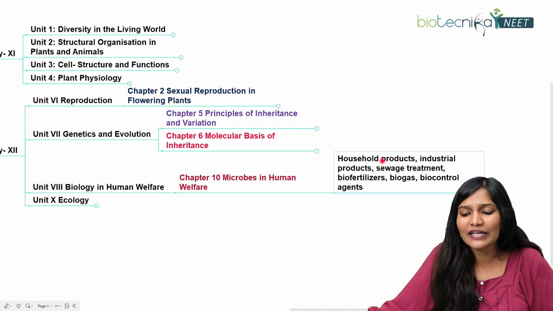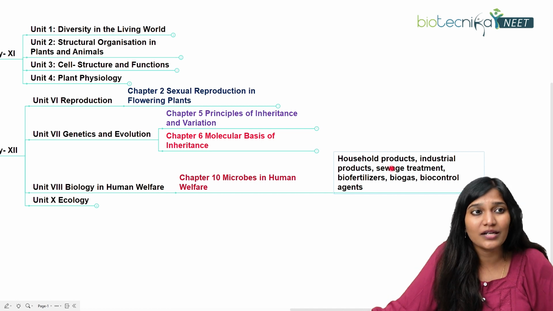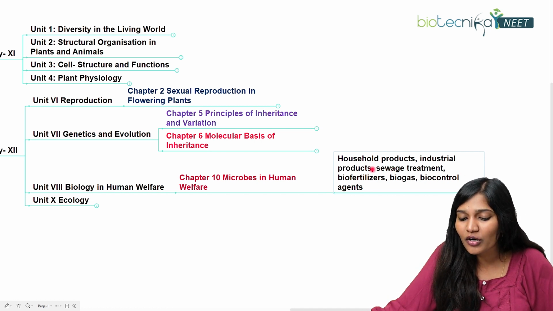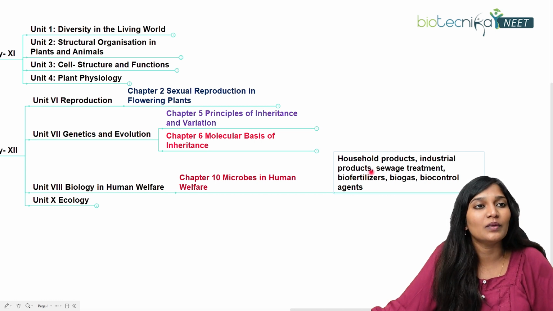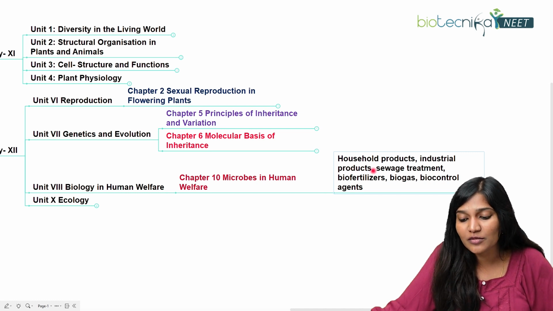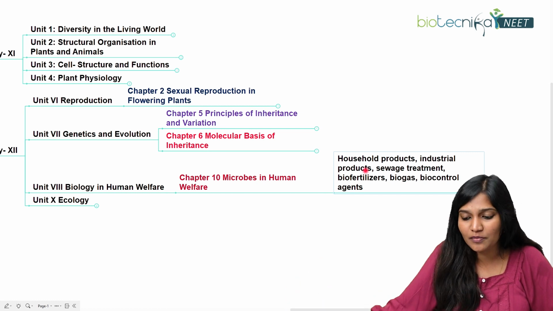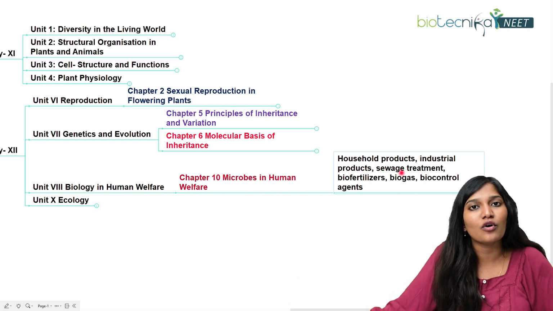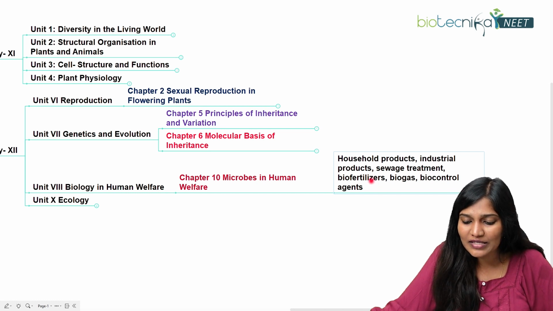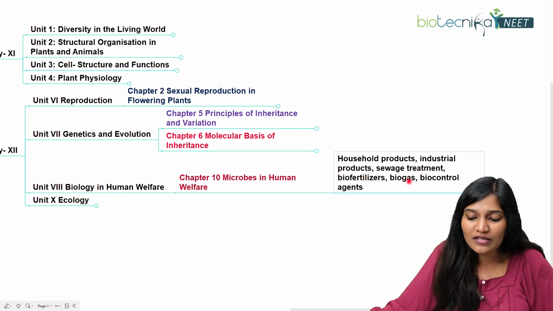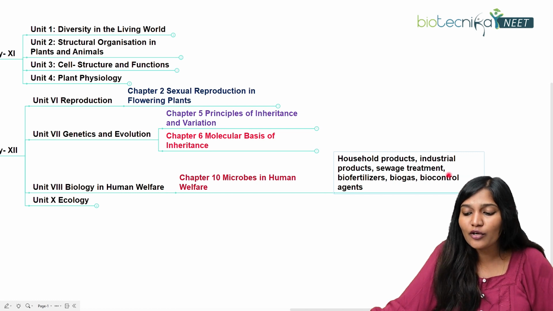household products like lactic acid bacterium, and we'll be talking about the alcohol production, everything here. Industrial products, so we will be talking about the Saccharomyces cerevisiae. Here we'll be talking about the antibiotics, everything we'll be studying, and chemicals and some organic acids in industries, how it is produced, the organism and the products produced. Sewage treatment, you have to talk about BOD, biological oxygen demand, and what are the organisms that are involved, and biofertilizers, how a biogas is produced, and biocontrol agents.